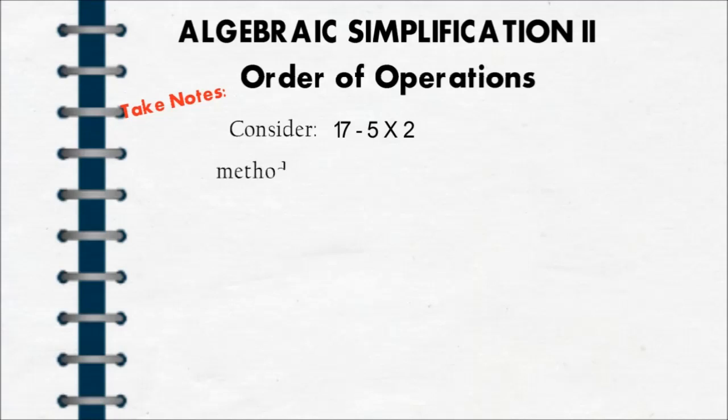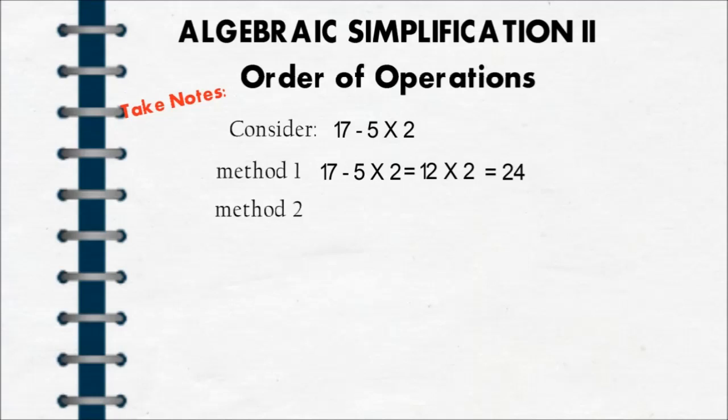In method 1, we take the first operation. So we have 17 minus 5 multiplied by 2. So we do 17 minus 5 first. 17 take away 5, we have 12. So we have 12 multiplied by 2, which is 24. So by taking the first operation, we have 24.